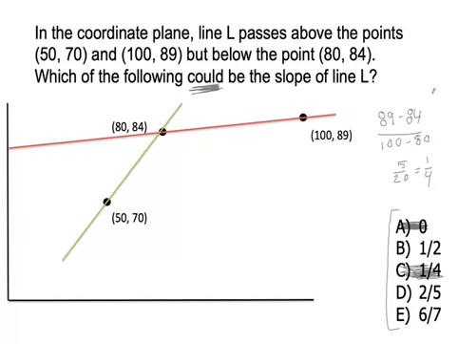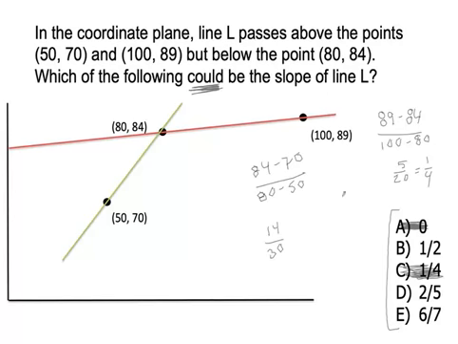Well, what's the slope of that line? Same deal. Let's do rise over run. I got 84 minus 70 over 80 minus 50. There it is. And that's 14 over 30, which is a little under 1/2.